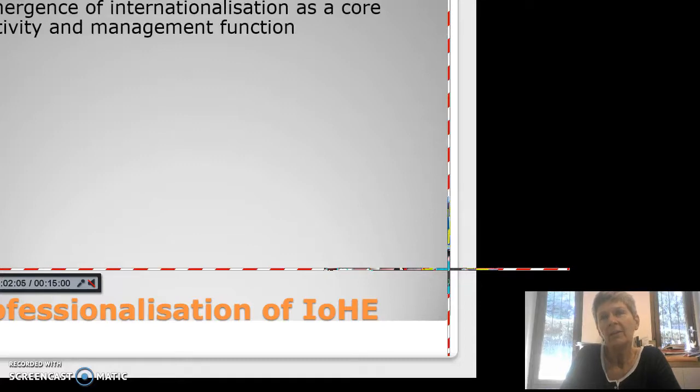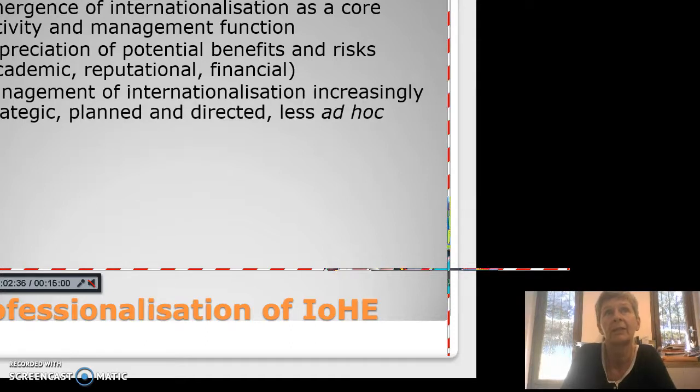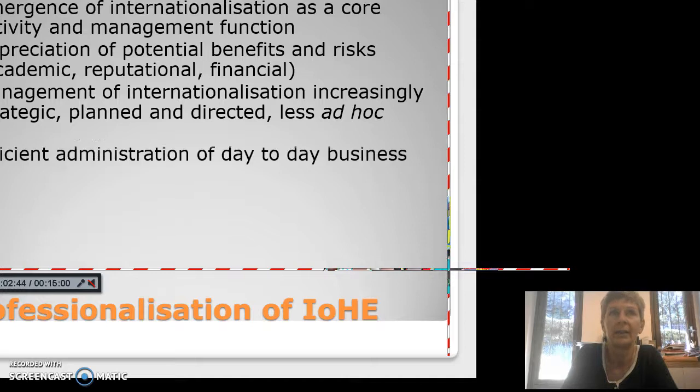If we think in terms of the professionalization of internationalization, we can see very clearly over time, and I'm sure you're noticing it in your own institution, that internationalization is becoming not just a core activity for the university, but also a more important management function. Universities are increasingly becoming more aware of both the potential benefits and risks of internationalization, and that is why they are taking a more strategic approach to the management of internationalization.